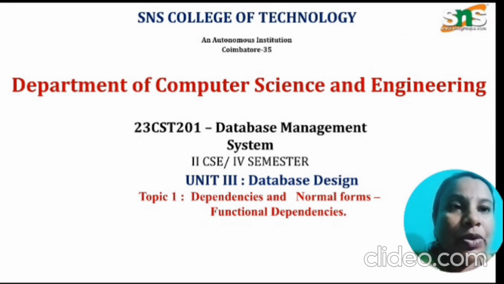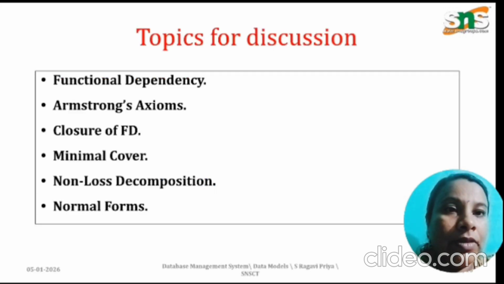In this video, you're going to see the lecture series of the subject 23 CST 201 Database Management System, Unit 3 Database Design. Topic 1: Dependencies and Normal Forms and Functional Dependencies. Topics for discussion: functional dependencies, Armstrong axiom, closure of functional dependency, minimal cover, non-loss decomposition and normal forms.